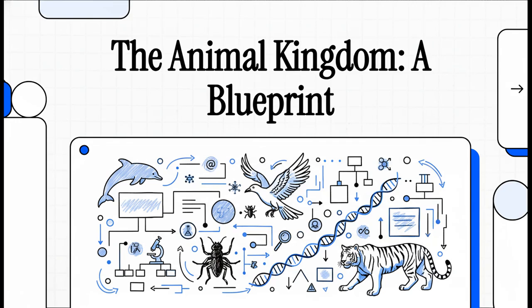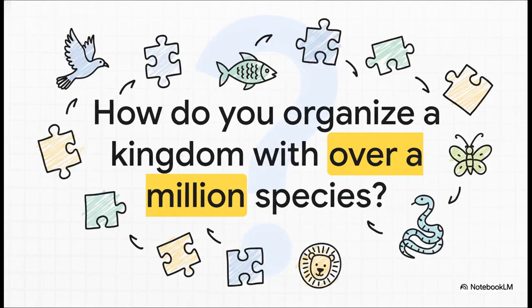All right, let's dive into the animal kingdom. We're going to piece together a blueprint for life itself and uncover the simple but brilliant rules scientists use to make sense of all the incredible diversity on our planet. So, let's just start with the biggest question right off the bat. How do you possibly organize a kingdom with over 1 million known species? It's like tackling the world's most gigantic, most complex puzzle. But today, we're going to find the key.